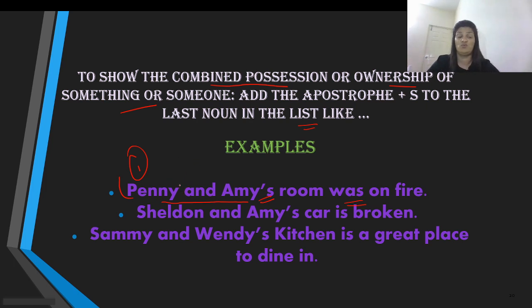Now supposing you had used it like this, Penny's and Amy's room. In this situation, you're trying to say that Penny is in a different room and Amy is in a different room, which means that you're showing possession of 2 different rooms, which is totally acceptable. But if you are not trying to show that, and you're trying to say that Penny and Amy are living in the same room, in a single room, then it is appropriate to use the apostrophe only on the person at the end, which is Amy. So Penny and Amy's room was on fire.